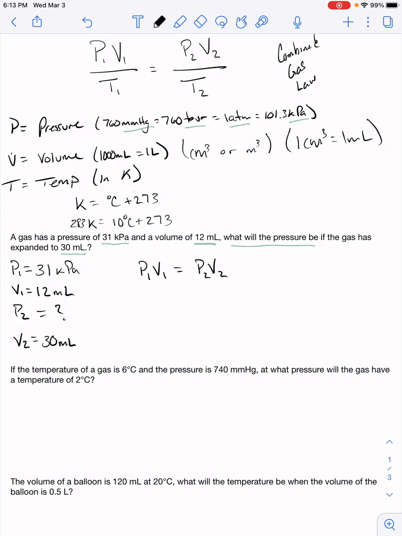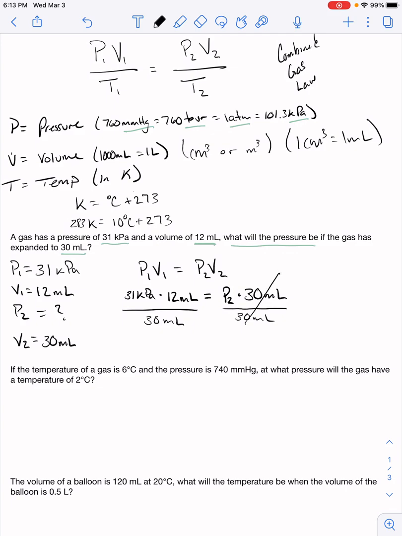And so here, 31 kilopascals times my volume of 12 milliliters is equal to my unknown pressure 2 times volume 2 of 30 milliliters. And at this point, it's really become just an algebraic problem. So to isolate pressure 2, it's being multiplied by 30 milliliters, and I can just divide 30 milliliters to the other side of the equation.